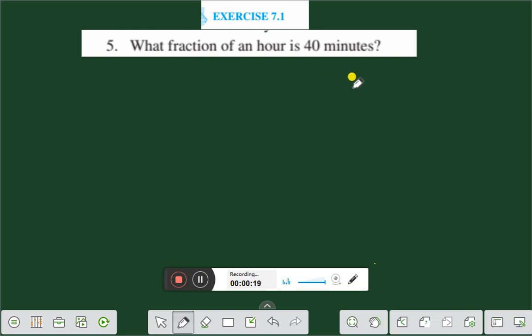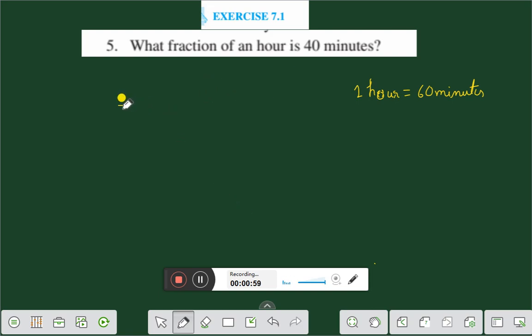We know that 1 hour is equal to 60 minutes. Right? 1 hour is equal to 60 minutes. We know this, right? Therefore, what fraction of an hour is 40 minutes?